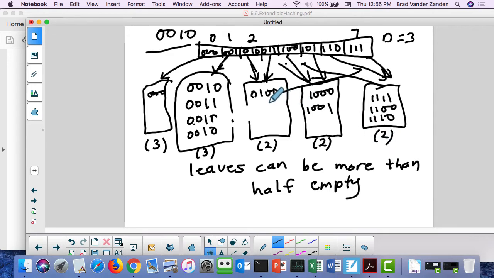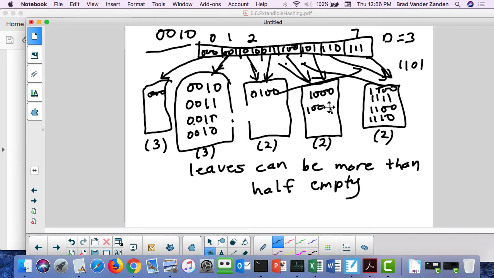The other thing is, what happens if we split one of these next? Let's say we add a couple more records to this last one. So let's say we add 1100, and now we want to add 1101 to it. It would fill up. So we would split it, and again, we would start to consider the first 3 bits rather than the first 2 bits.